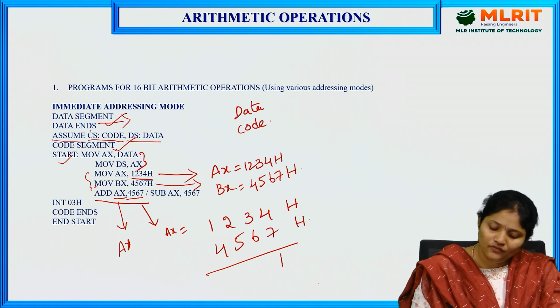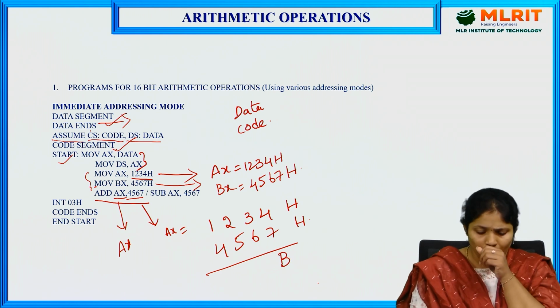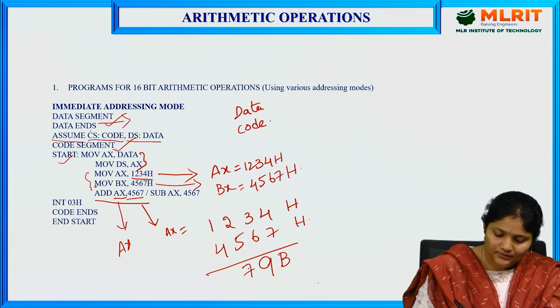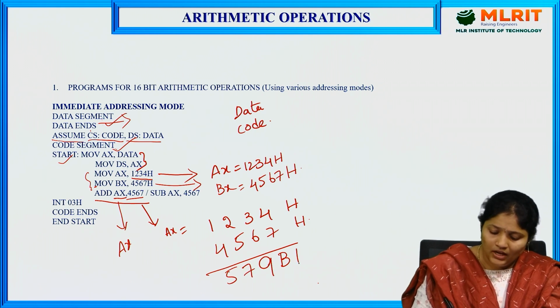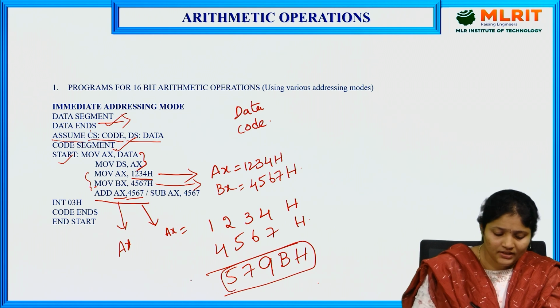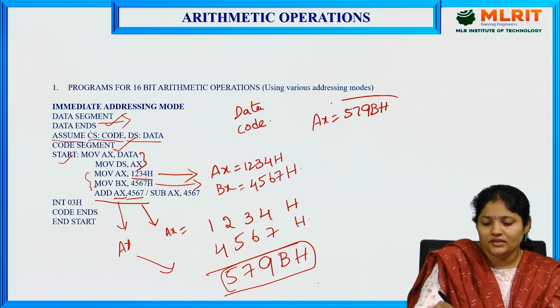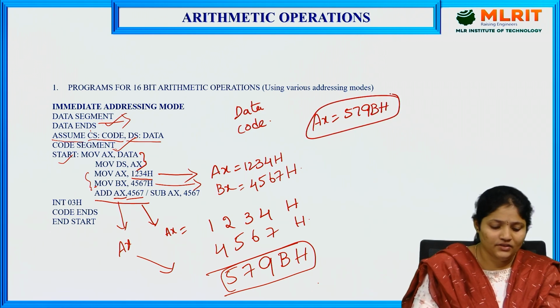The representation of 11 in hexadecimal is B. While adding 6 plus 3, you will get 9. Here you will get 7. So the output which is present at the AX register is 579BH. This is the output present at the AX register.